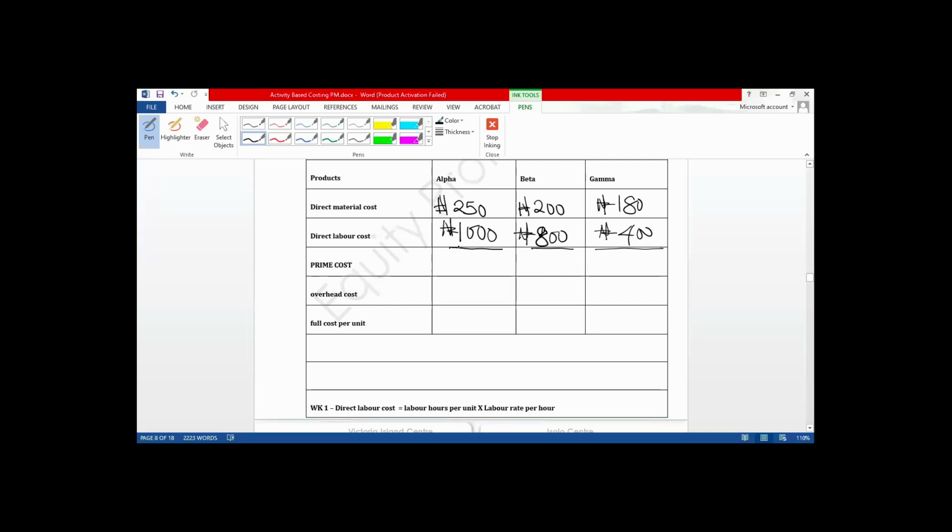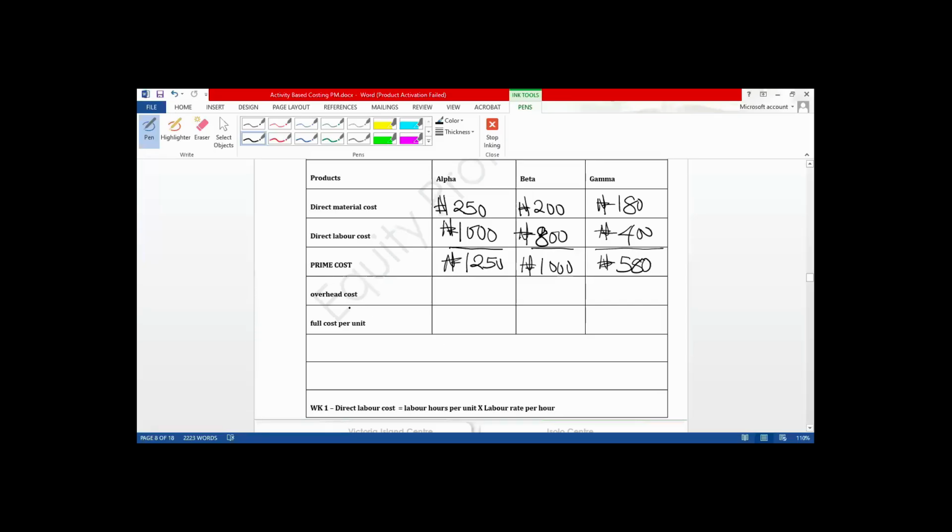You can sum up these two: direct material cost plus direct labor cost. In this question, we don't have direct expenses. That will give you your prime cost: 1,250, 1,000 naira, 580. You have gotten the prime cost. Prime cost is the addition of all direct costs. Prime cost is the summation of all direct costs.